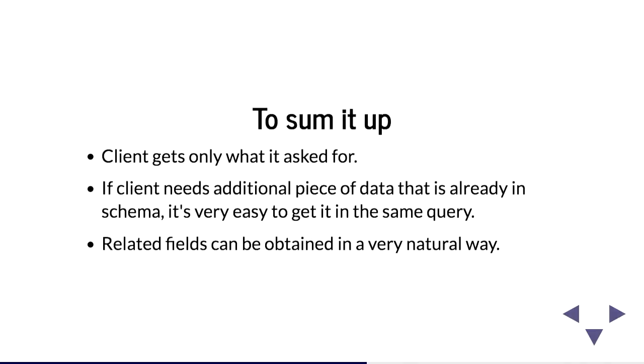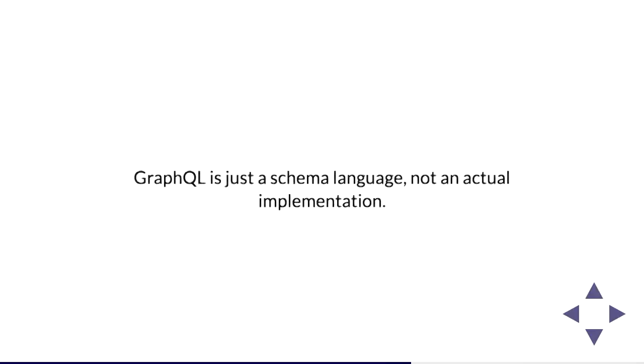To summarize what I just showed you, the client gets only what it explicitly asks for. If there is a need for the client to get an additional piece of data that already is in the schema, then it's very easy to query for it. You don't need to modify any endpoints on the backend. That's, of course, assuming that your schema is properly constructed. The only thing that you need to add is an additional key in your query, and GraphQL should resolve it in a very good way. So here was a slide about mutations that I just showed you. So what exactly is GraphQL schema?